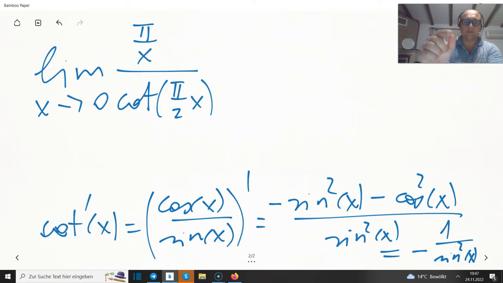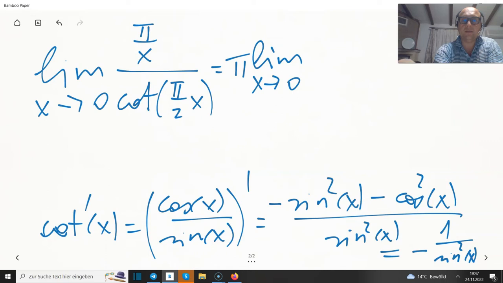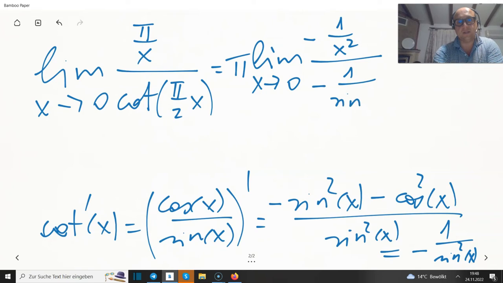Pi divided by x has a problem at 0 anyway, so we can take pi out and let's take the derivatives, right? So the derivative of 1 divided by x is minus 1 divided by x squared. And what about the cotangent? Well, as you can see, it's minus 1 divided by the sine squared of pi divided by 2x. And now we also need the inner derivative, which is pi divided by 2.